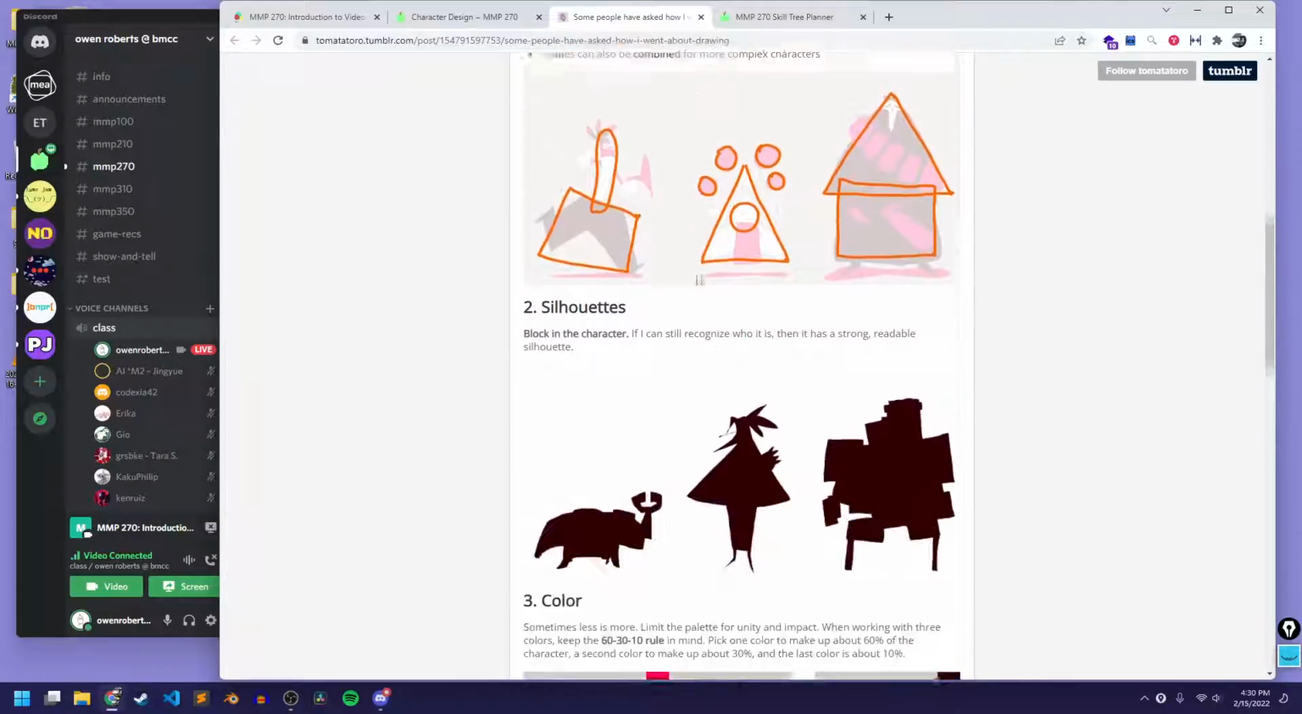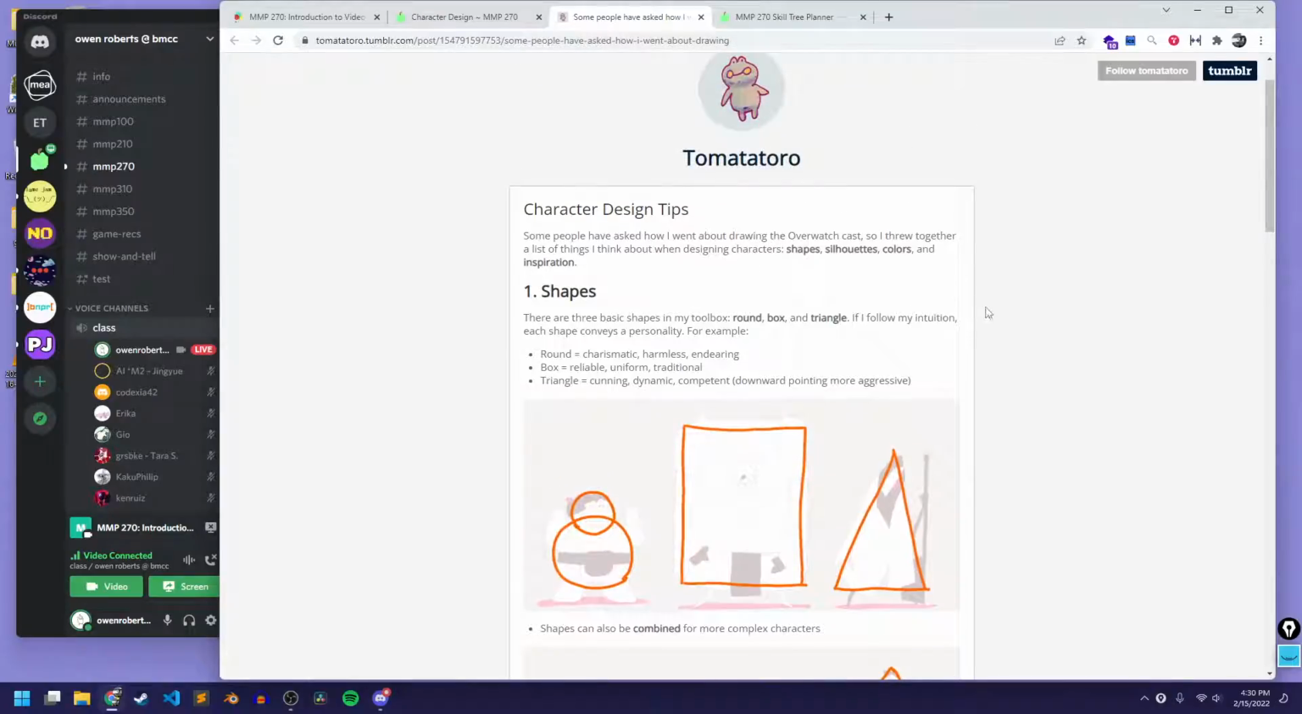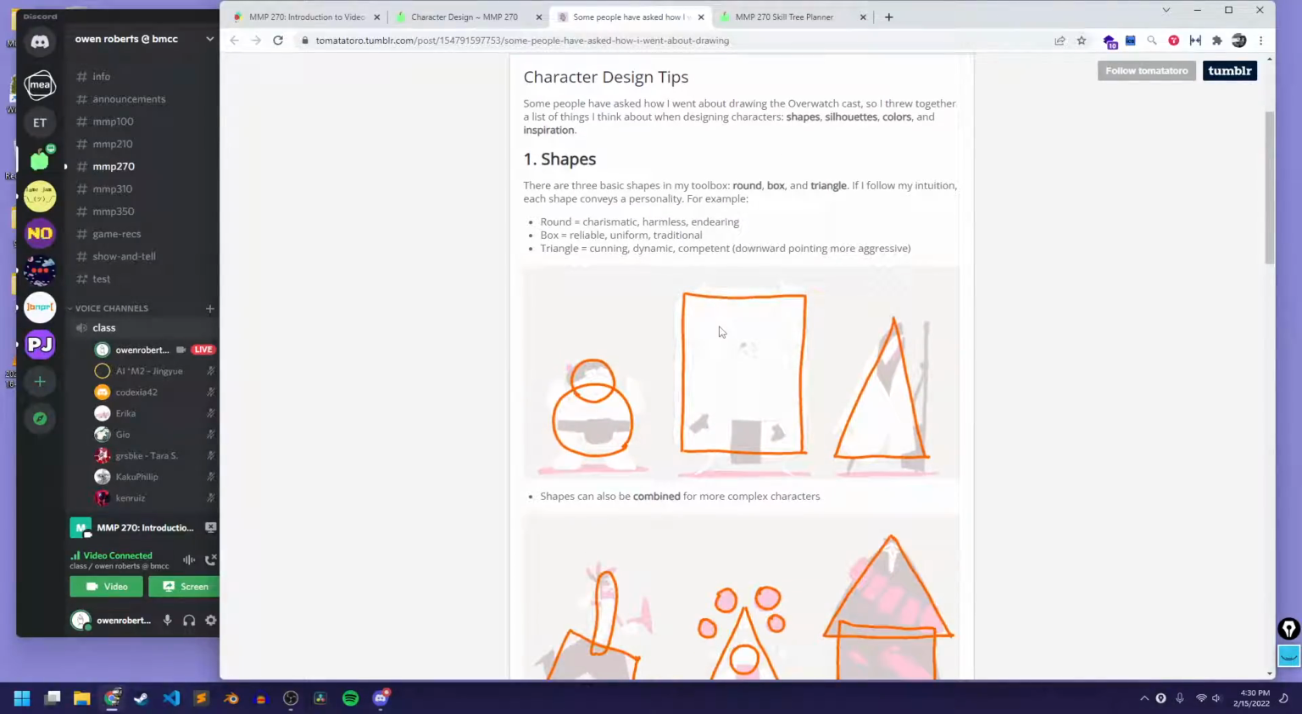So he has a few components to his design process. He starts with some shapes, and he gives different meaning to the shape. This is subjective. You might have different relationships with these shapes, but this is his interpretation of these shapes and how he uses them for different characters. So for round, these characters are charismatic, harmless, endearing. And that makes sense when you think about characters with a round shape. Box shape is reliable, uniform, traditional. Again, that makes sense with the characteristics of the box geometry.